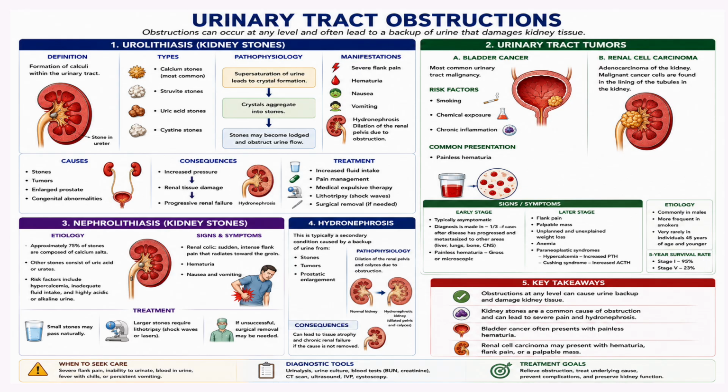So urinary tract tumors can also cause obstructions in the urine flow. Bladder cancer commonly presents with painless hematuria, while renal cell carcinoma often presents with hematuria, flank pain, and palpable masses.